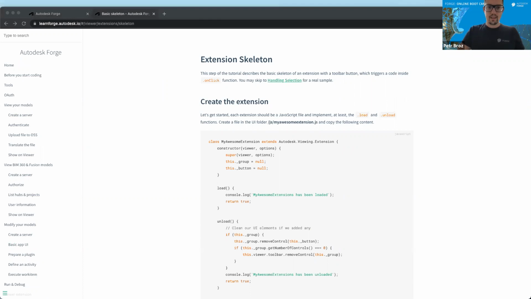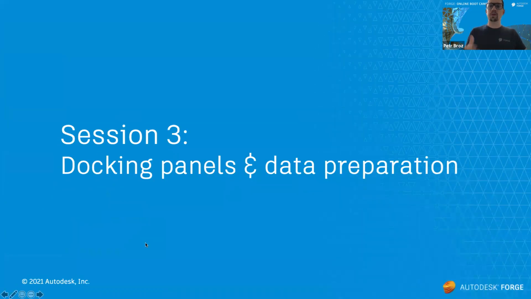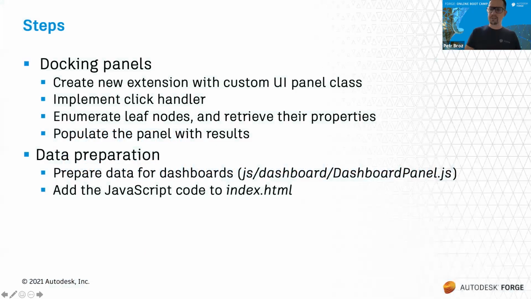Okay, and if there are no other questions, we're moving to session 3, step 3, where we're going to start adding some custom user interface to the viewer through our new extension, right? So for now, we've only added really a toolbar button. Now we're going to add more. What we're going to do is create yet another viewer extension that will create a completely custom panel inside the viewer for us.